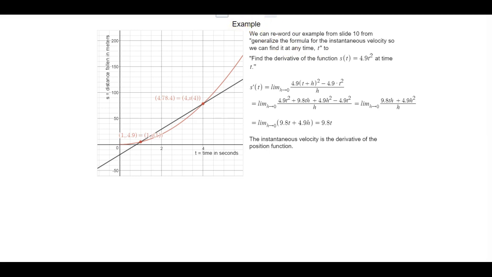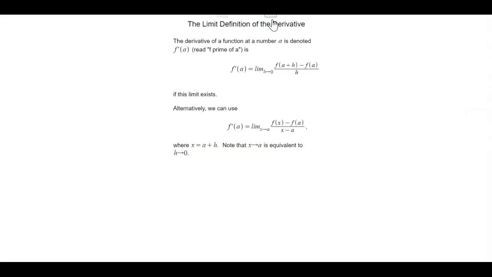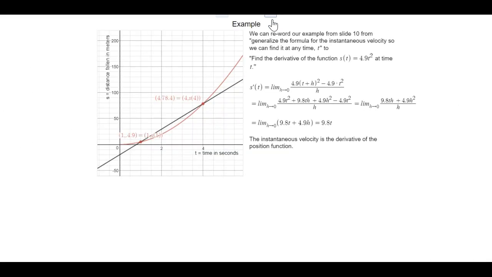So let's go back to slide 10 for a sec. This says find the formula for the instantaneous velocity. So instead of saying that, we could have just said find the derivative of the function s of t. Same thing.